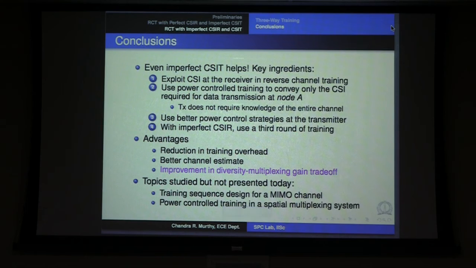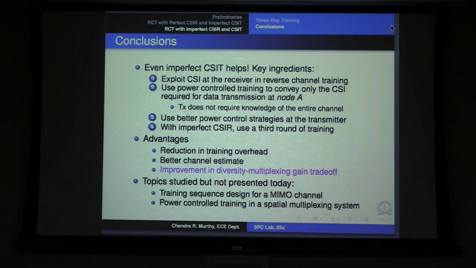So that brings me to my last slide, which is that even imperfect channel state information at the transmitter helps to achieve better diversity multiplexing gain trade-off. And the key ingredients to achieving this better trade-off were, one, to exploit channel state information at the receiver in designing the reverse channel training sequence.